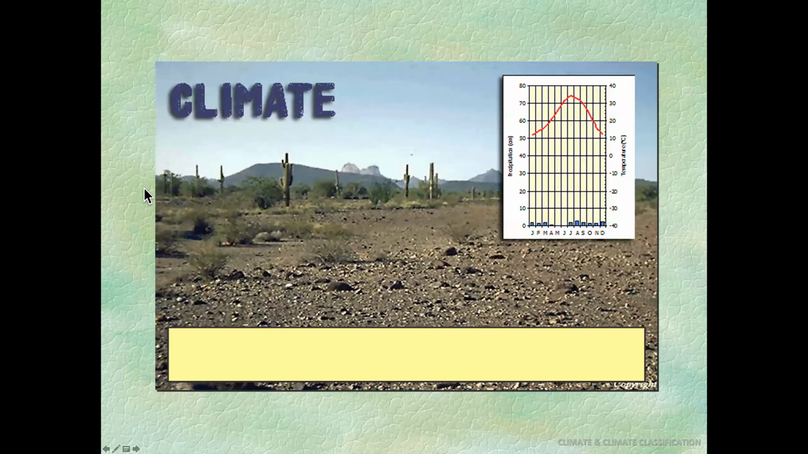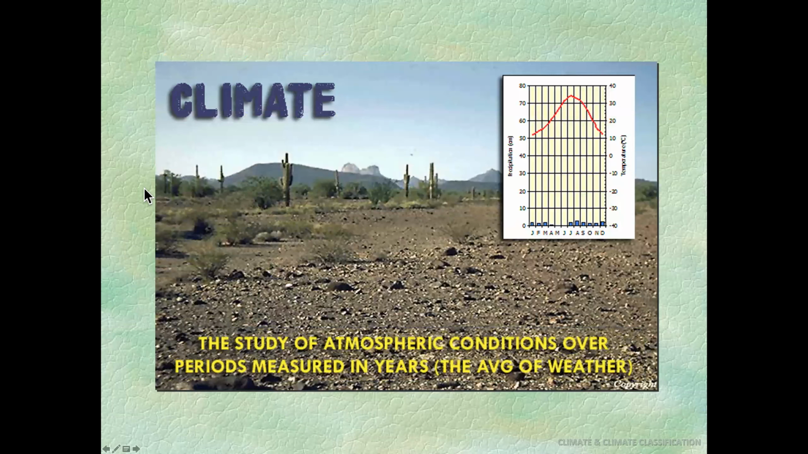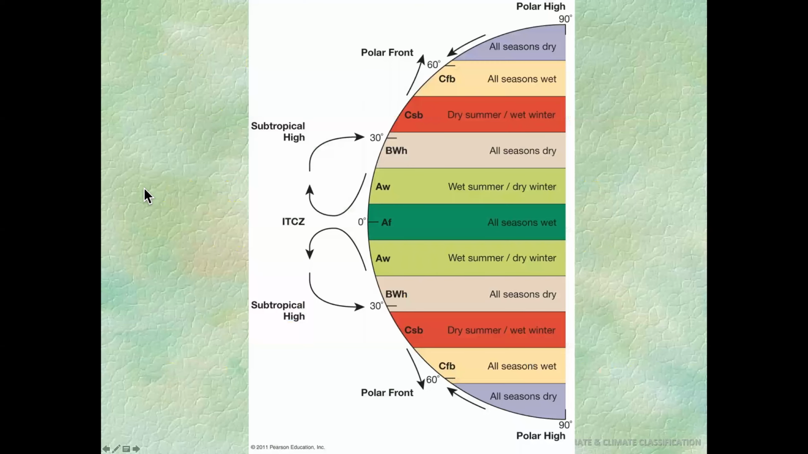We have to define what climate is, and climate is a study of atmospheric conditions averaged over time. Think of weather as now, what's happening now, what's going to happen in the next few hours. Think of climate as the average of weather based on many, many years of data. The more data, the more years, the better. Okay? We talked about the idea of the global circulation last week.